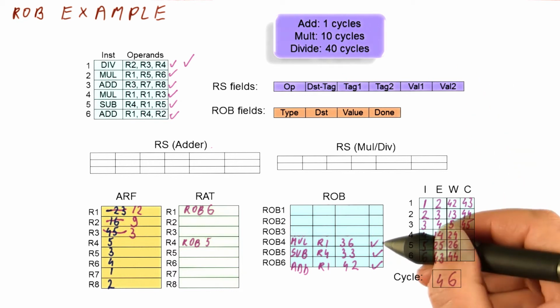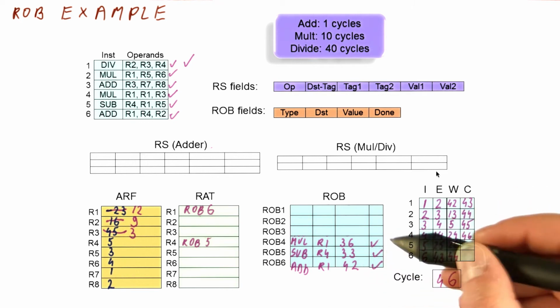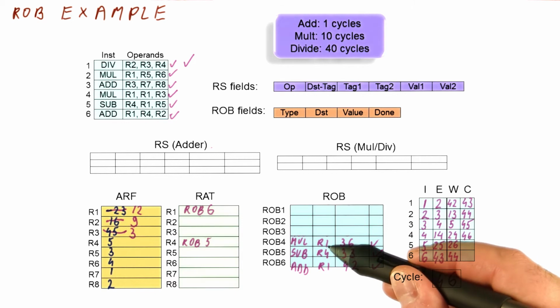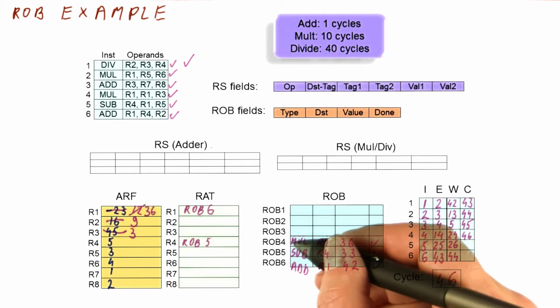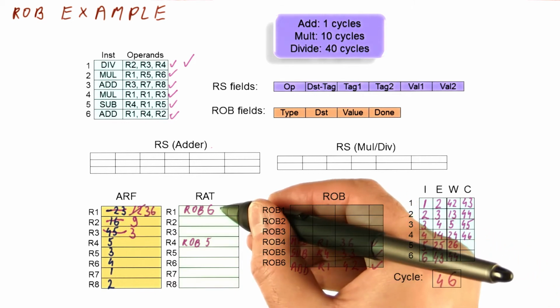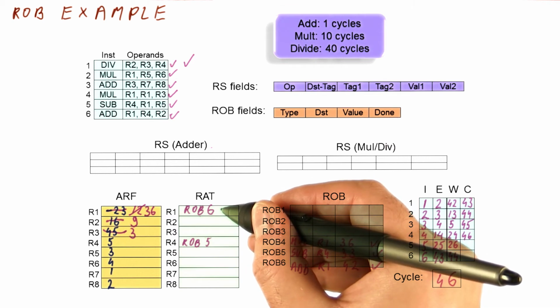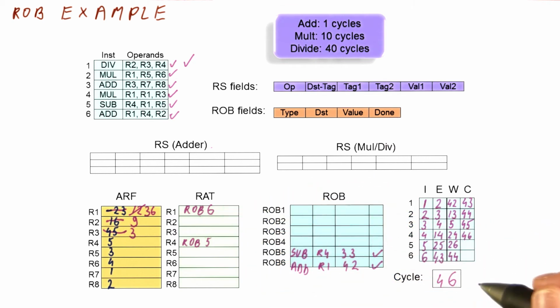In cycle 46, we will try to commit this instruction, and it's ready to commit, so we can. We commit it by writing 36 into R1. And we check the rat entry for R1. Is it pointing to rob4? It is not, so you don't change the rat. And we have freed this rob entry. This concludes what happens in cycle 46.